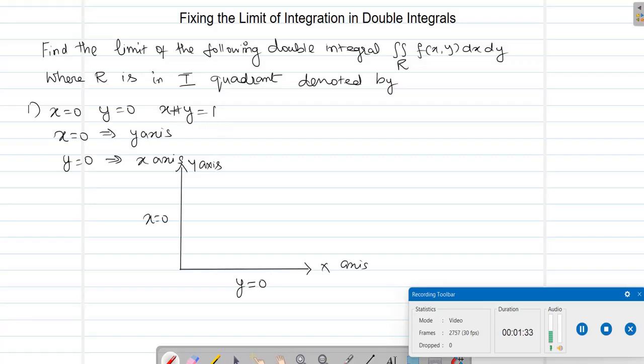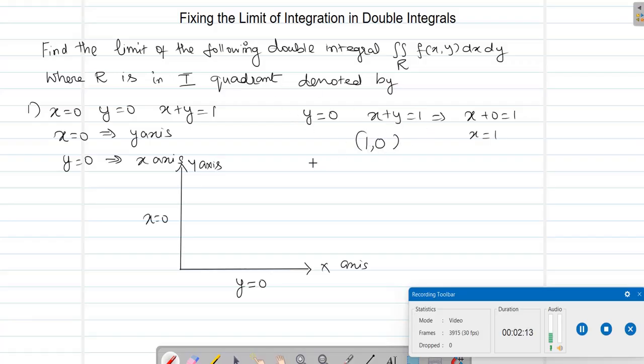Now I need to draw the line x plus y equal to 1. So how to draw the line and what will be its nature? Arbitrarily take the value of y to be equal to 0 and substitute in this equation. When y equal to 0, what will happen to x plus y equal to 1? This will give us x plus 0 equal to 1 or x equal to 1. So the line passes through the point x equal to 1 and y equal to 0. So it passes through 1 comma 0.